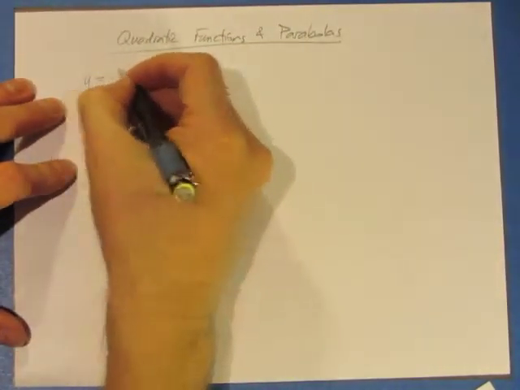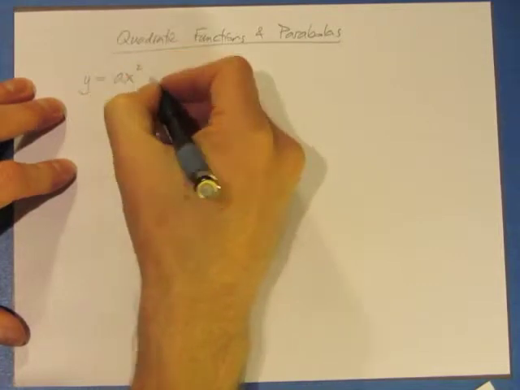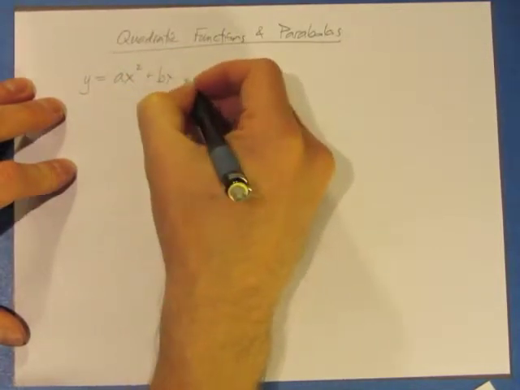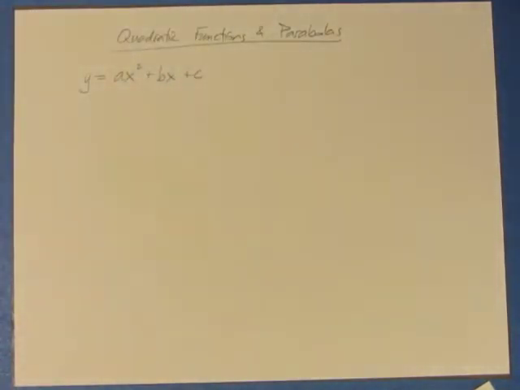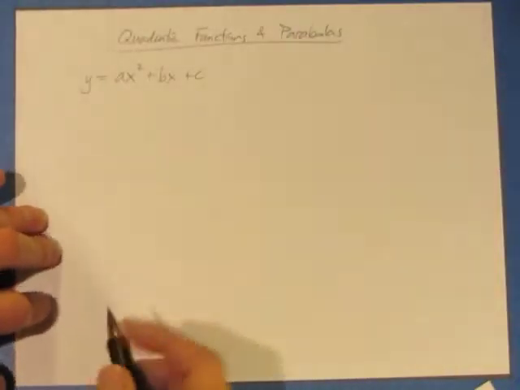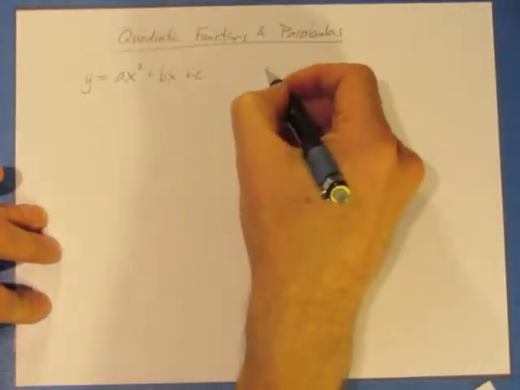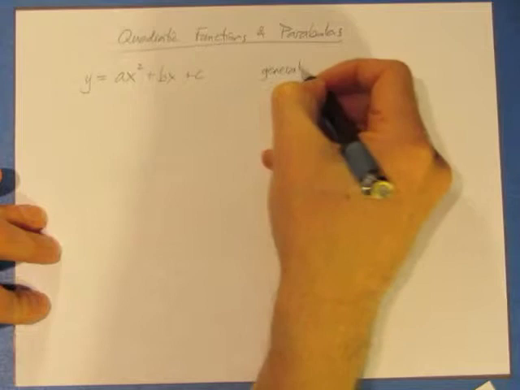Okay, so the first form that we've actually worked with already this year is y equals ax squared plus bx plus c. A, b, and c are called coefficients. This is the general form.